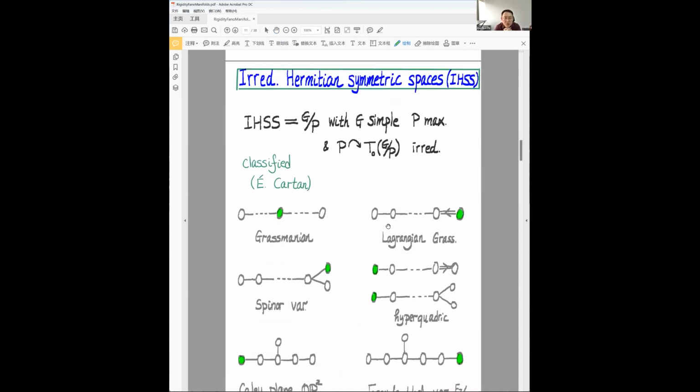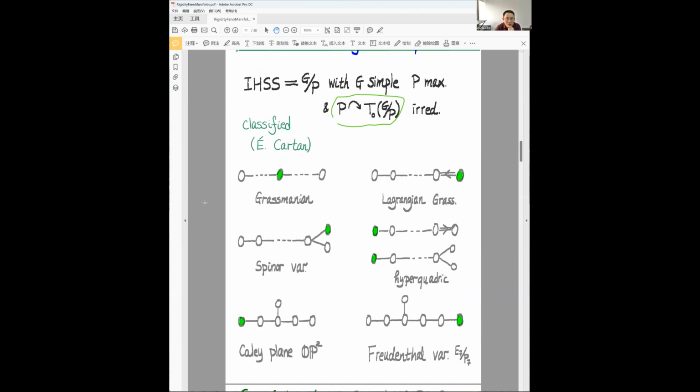A particular example of G/P is called irreducible Hermitian symmetric spaces. This is given by some G/P with a maximal parabolic P. The condition symmetric means this P acts on the tangent space irreducibly. And of course, these varieties are classified by Cartan, which is given by these varieties. For example, type A, you get a Grassmannian, and type D, you get an orthogonal Grassmannian.